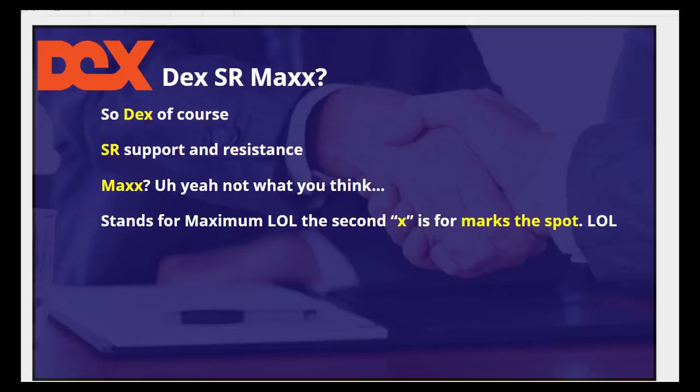So why is it called the DEX SR Max? Well, let's see. DEX, of course, for DEX signals. SR for support and resistance. And Max, yeah, not for what you think. The Max stands for maximum. I know, right? The second X really does mark the spot.